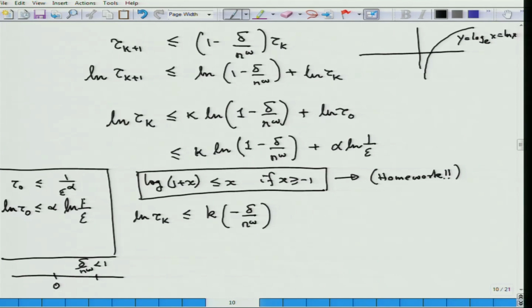So, one has to observe that this expression is meaningful if I have this to be positive. So, 1 minus delta by n omega is strictly bigger than 0. So, 1 is strictly bigger than delta by n to the power omega. So, minus delta is strictly bigger than minus 1, and so I can apply this on this part with x equal to minus delta by n omega, and I will get this result.